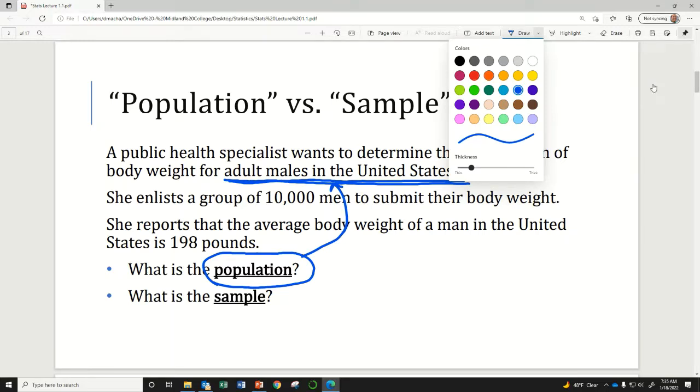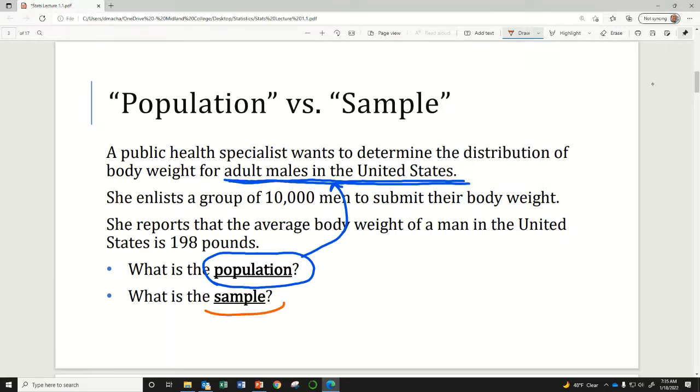Now, the sample is going to be, where do we actually take the data from, right? What is the set of all the individuals from whom we actually take data that we use to draw an inference about the population? And so the sample is just going to be this group of 10,000 men that actually submitted their body weight. That's where we're actually getting our data from. So we're trying to study the group of all adult males in the United States, and we're studying that population by taking a smaller sample.